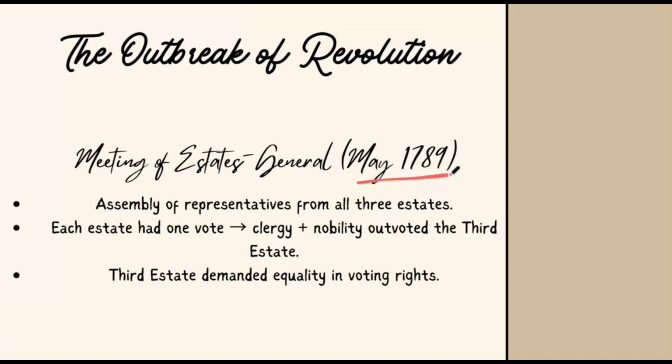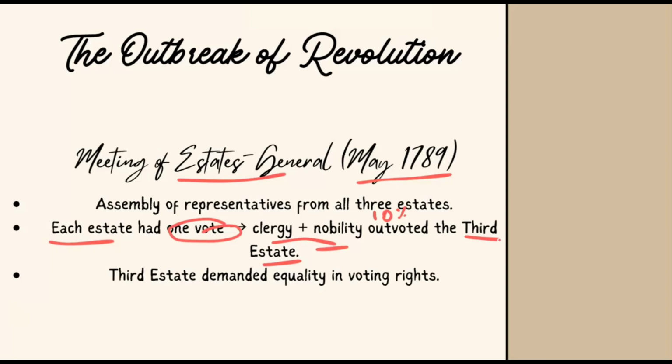In May 1789, the king called a meeting of the Estates General, a kind of representative assembly. But there was a problem. Each estate had just one vote. That meant the clergy and nobility, though only 10% of the population, could always outvote the Third Estate. The Third Estate demanded that votes be counted by head to ensure fairness, but the king refused.